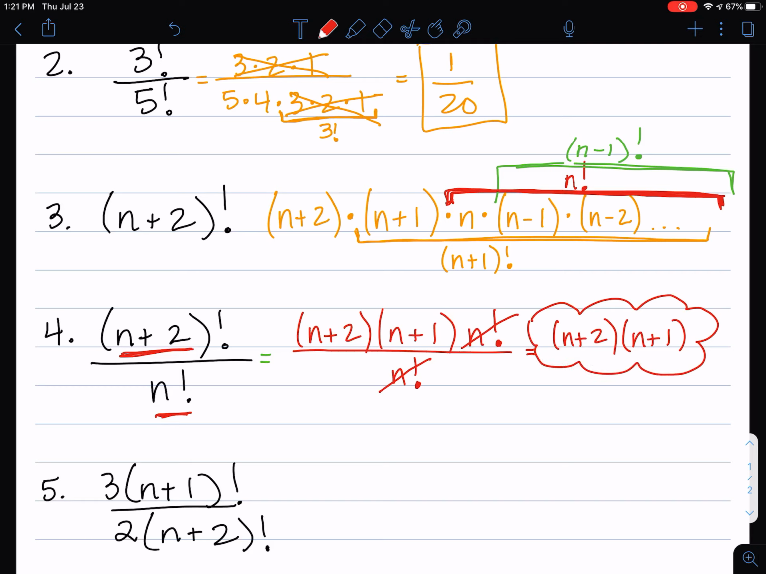We don't know what n is, so I can't really solve it to get an actual numeric answer here, but we're just simplifying the expression that has a factorial in it, okay?